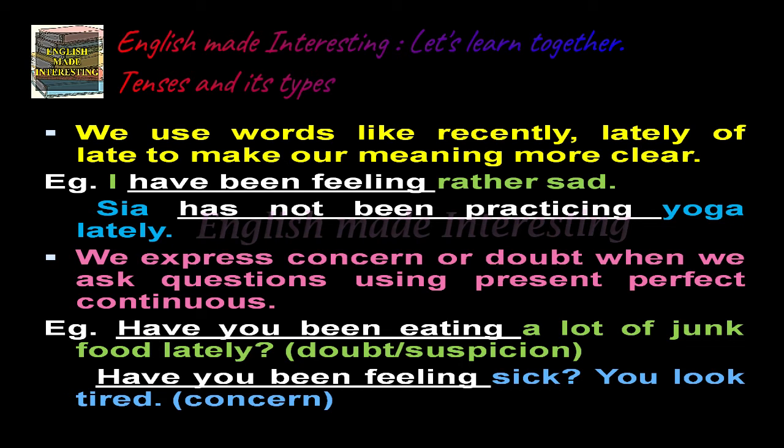We express concern or doubt when we ask questions using present perfect continuous form. Have you been eating a lot of junk food lately? It's a doubt or a suspicion. So again, when you ask such a question, we use present perfect continuous tense form. Have you been feeling sick? You look tired. It's out of concern you ask.